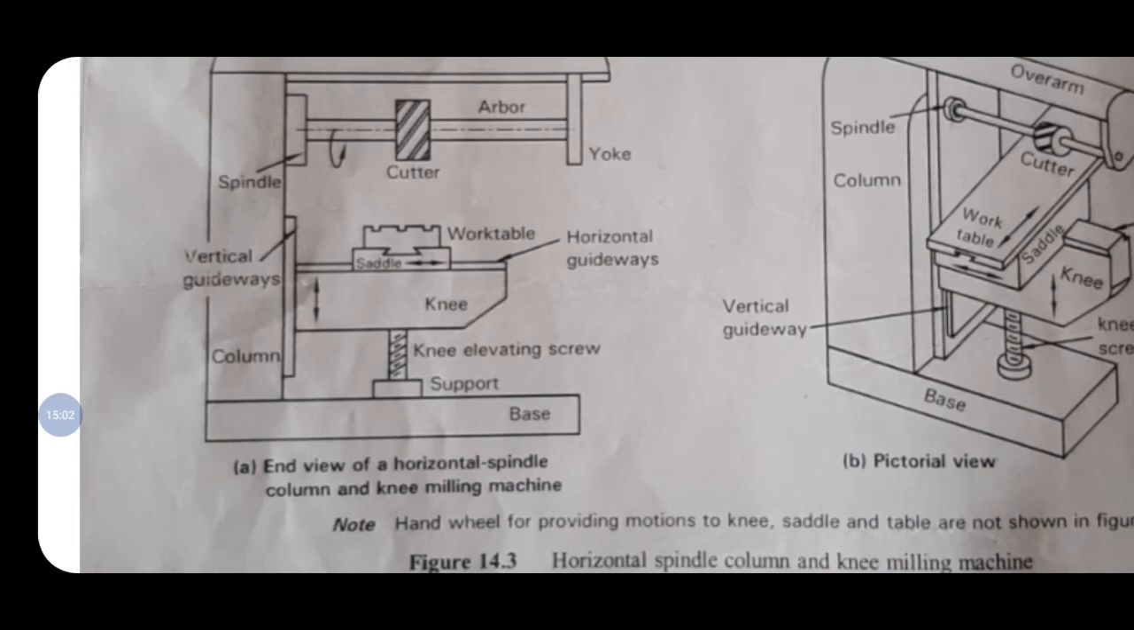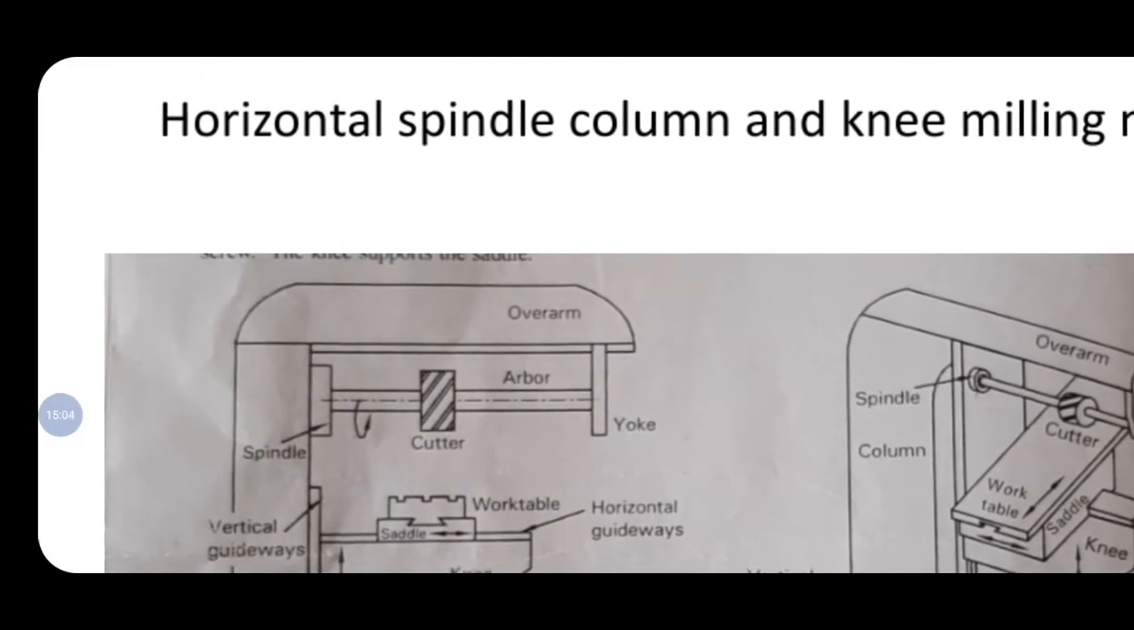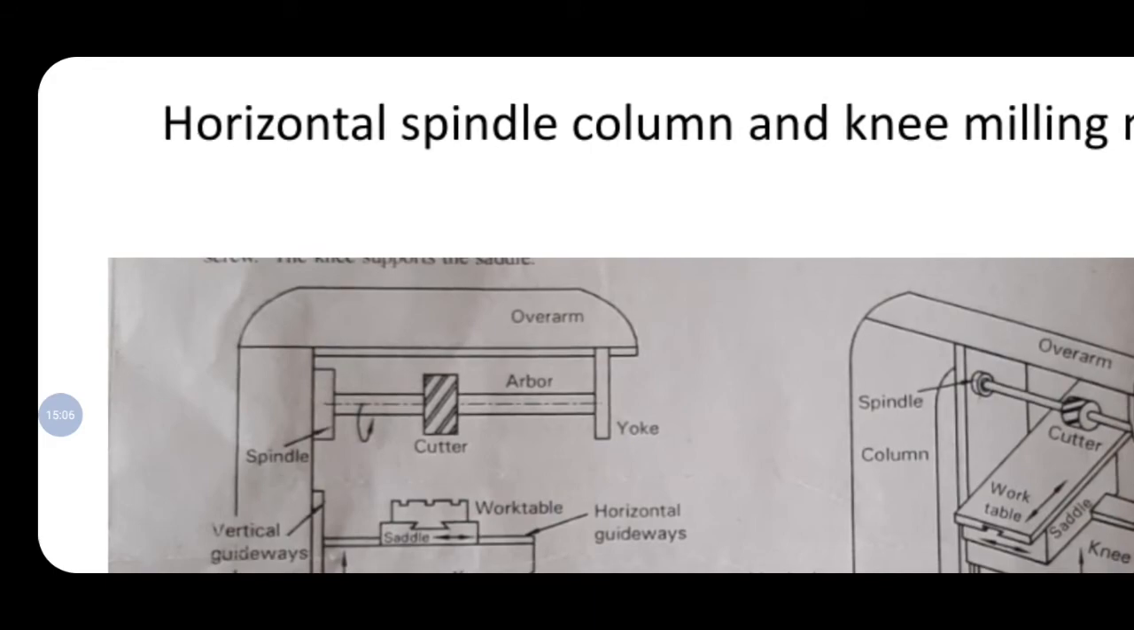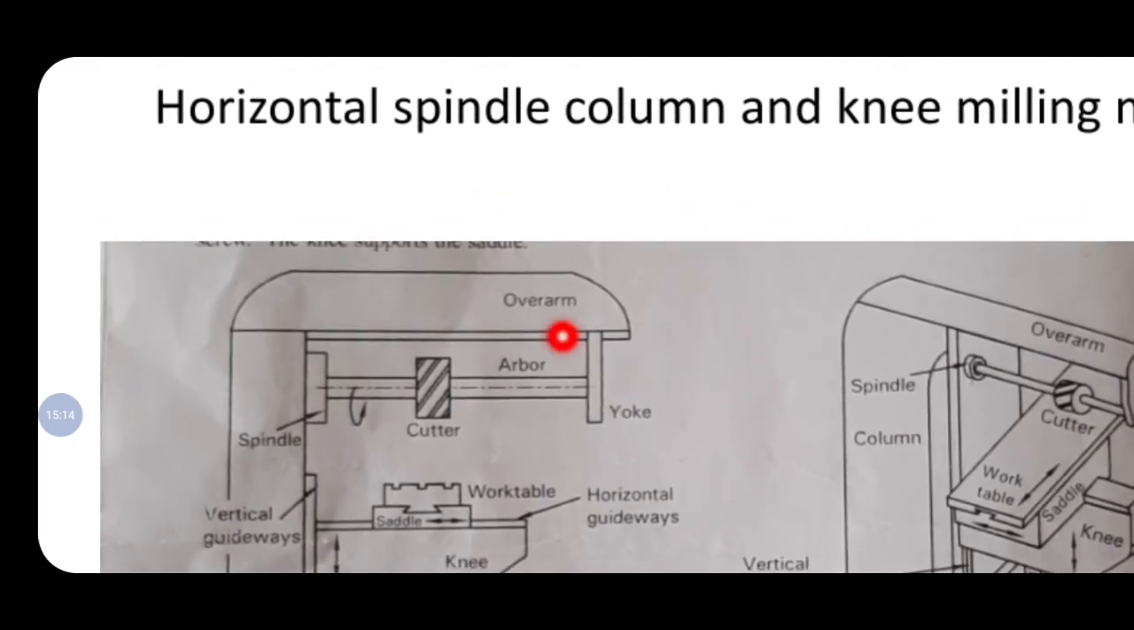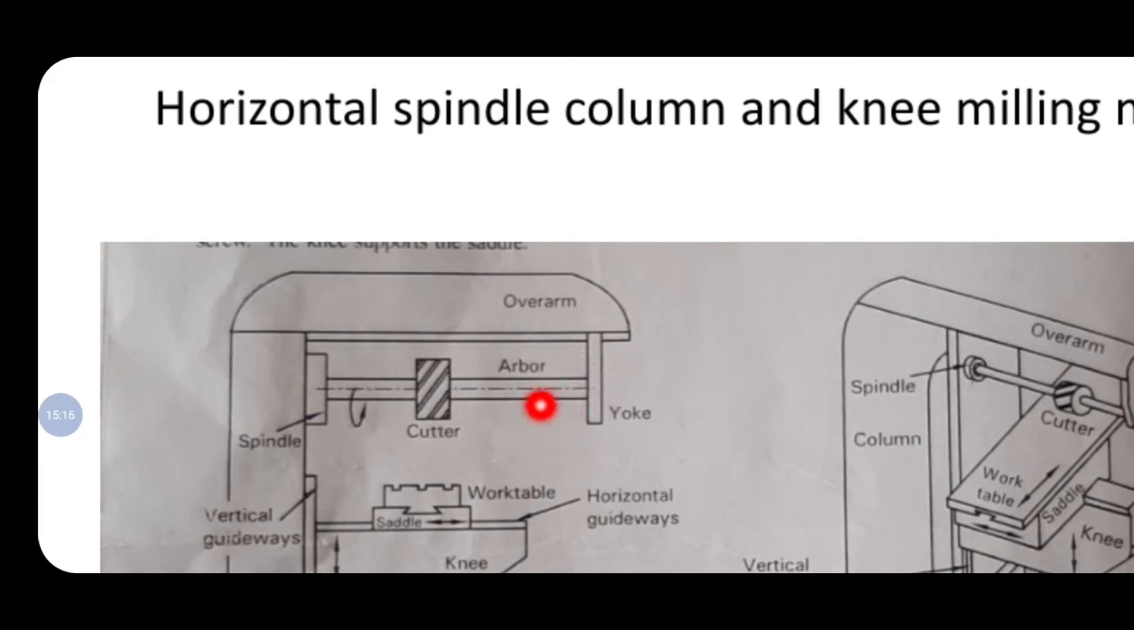Next, the overarm. You can see the overarm here. The overarm is mounted on the vertical column. It supports the yoke, which in turn supports the free end of the arbor, because the free end has to be supported. That is why the overarm is given. Otherwise the arbor becomes like a cantilever beam.